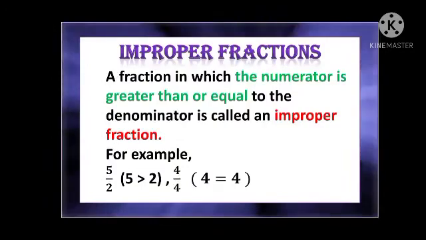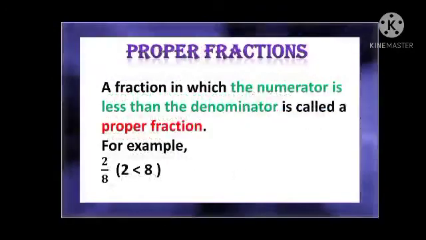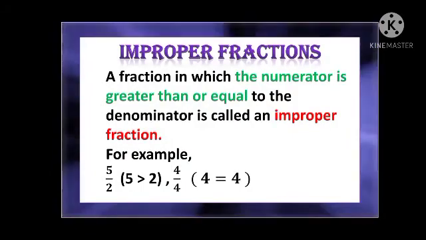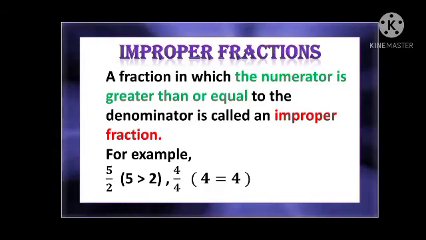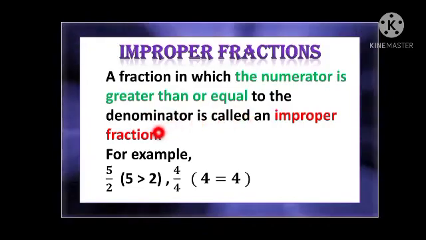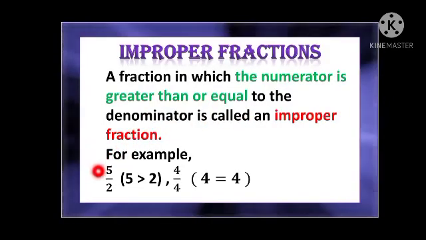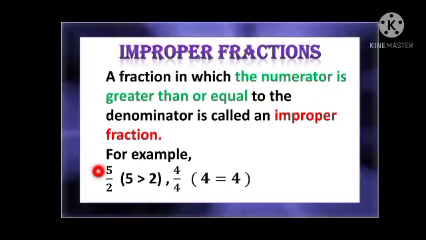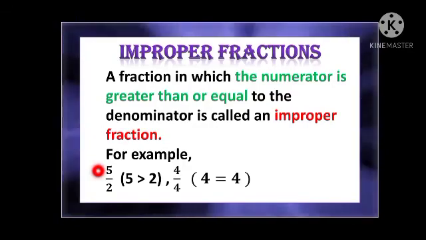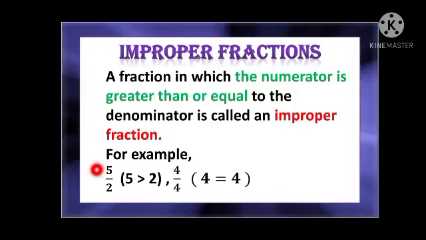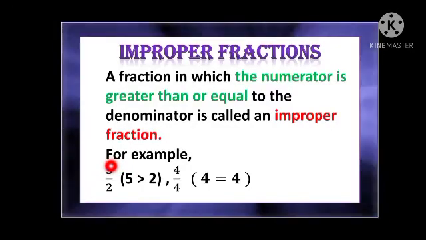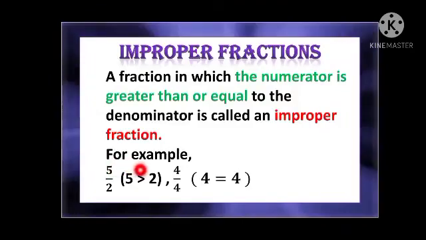Improper fraction. A fraction in which the numerator is greater than or equal to the denominator is called an improper fraction. Improper fraction is nothing but a fraction in which the numerator is greater than or equal to the denominator. See here, 5 by 2. The given fraction is 5 by 2. Here the numerator value is 5 and the denominator value is 2. Here the numerator value is greater than the denominator. So 5 by 2 is an improper fraction.